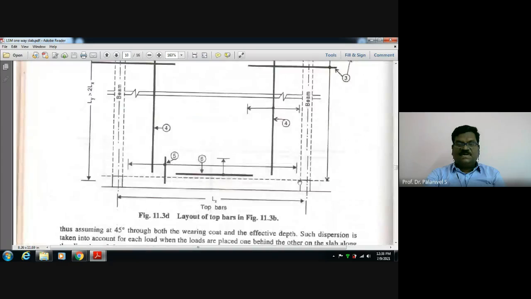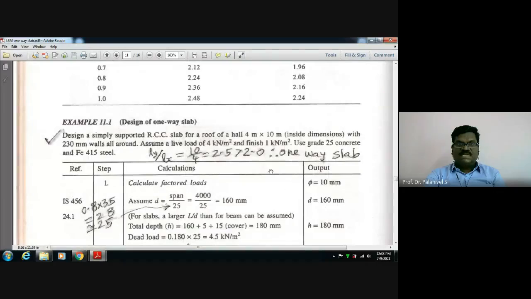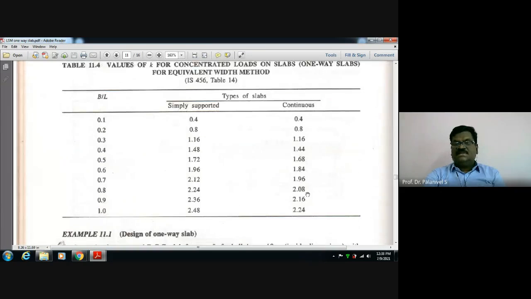The theory discussion is over now. The design of one-way slab problem starts here. This problem I will do next class. After working out this problem, I will discuss how to draw the drawing. Okay, with this I will finish today's class.